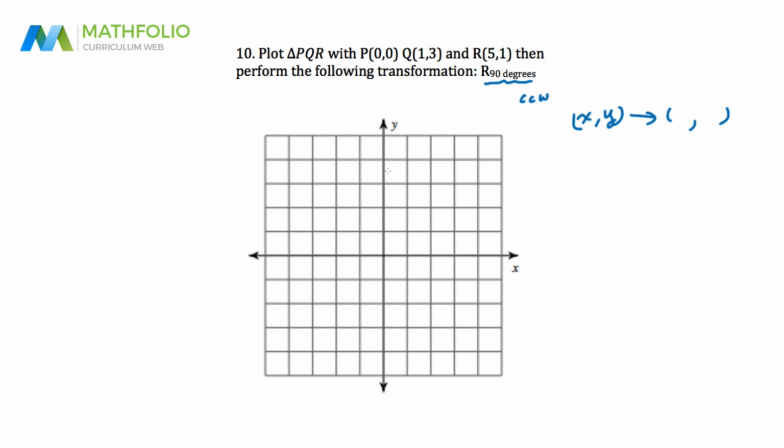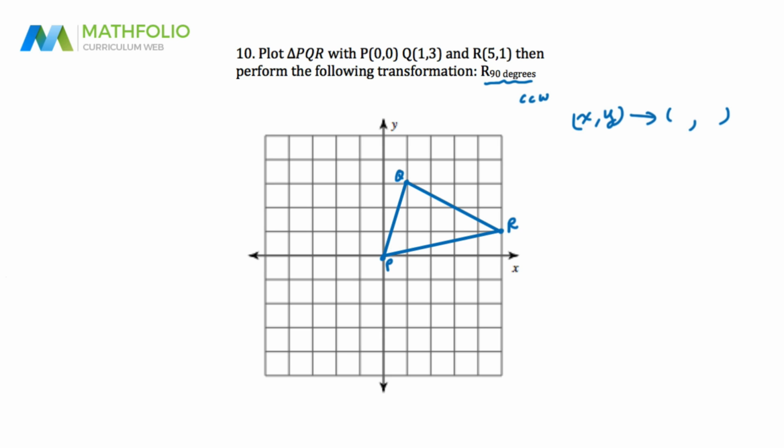First of all, let's plot the points. So P is at 0, 0. Q is at 1, 3. R is at 5, 1. And it says plot triangle PQR. So really we need to join all of these up as well. So I'm going to join up the shape. And so right now we just plotted the shape.